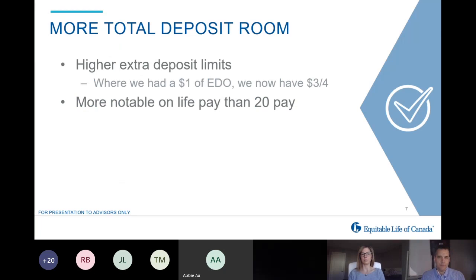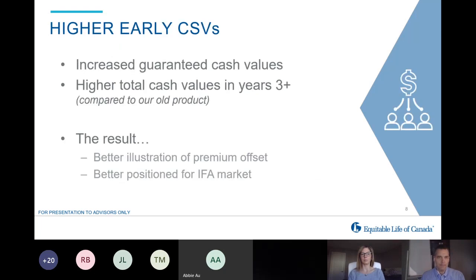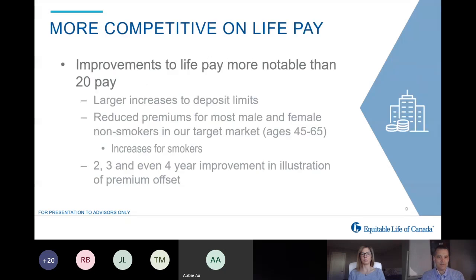So extra deposit room, I probably blew these slides just because I talked about all those things. So I'll just skip through this.